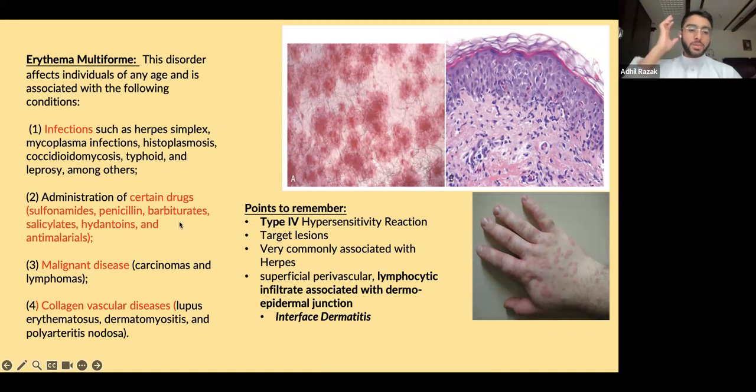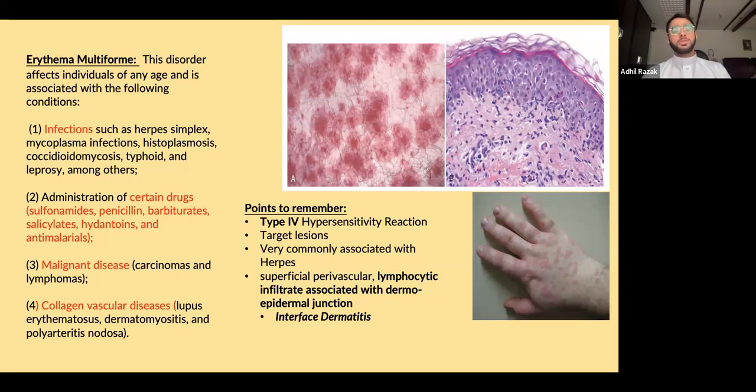But barbiturates, salicylates, hydantoins, antimalarials can also cause erythema multiforme. So yeah, it is associated with drugs, but I'm just not sure about acyclovir. I don't think it is. It could also be associated with malignant disease. Malignant conditions come up with a lot of skin manifestations, like left and right, you'll find a bunch of stuff.